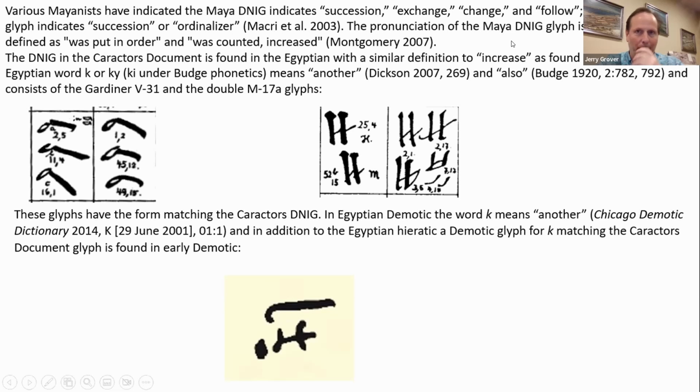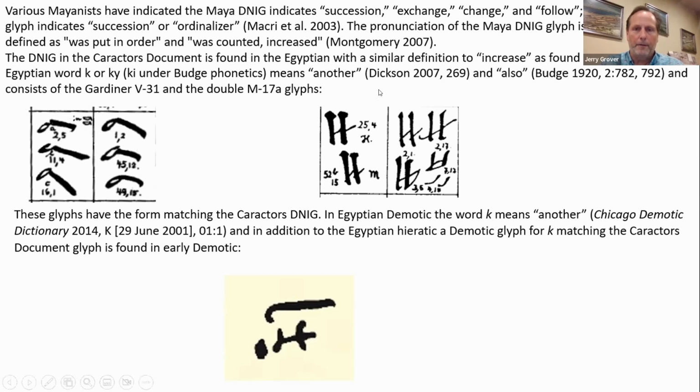It is also defined by Montgomery as put in order, counted, or increased. So in the characters document, the Egyptian from which it's derived is similar to the definition of increase found in the Maya. It comes from the Egyptian word for ki, I guess. There's a couple of different phonetic systems, but it means another and also.